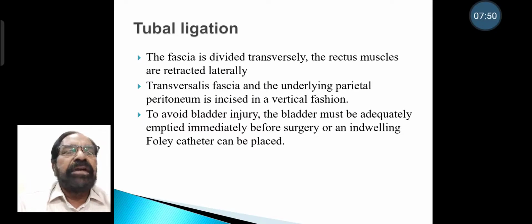The fascia is divided transversely. The rectus muscles are retracted laterally. The transversalis fascia and the underlying parietal peritoneum are incised in a vertical fashion. To avoid bladder injury, the bladder must be adequately emptied immediately before surgery, and an indwelling Foley catheter can be placed.